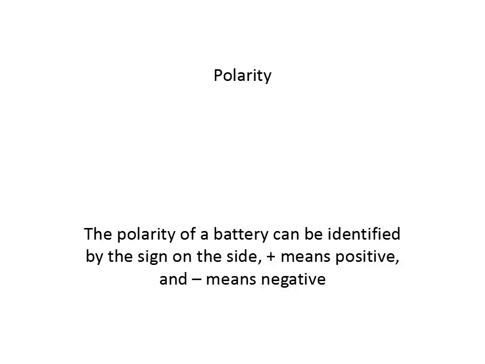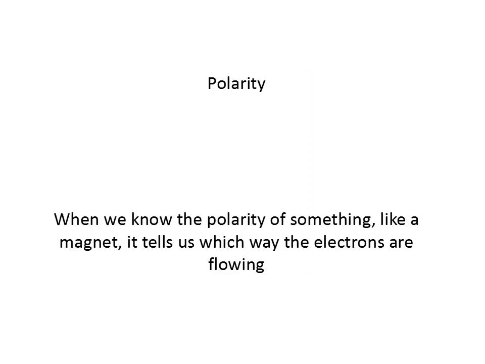The polarity of a battery can be identified by the sign on the side. Plus means positive, and minus means negative. When we know the polarity of something, like a magnet, it tells us which way the electrons are flowing.